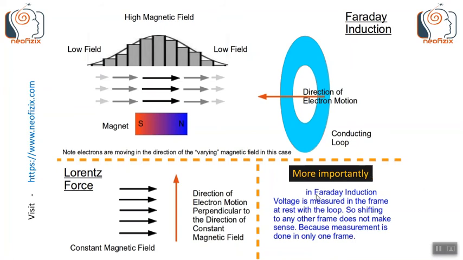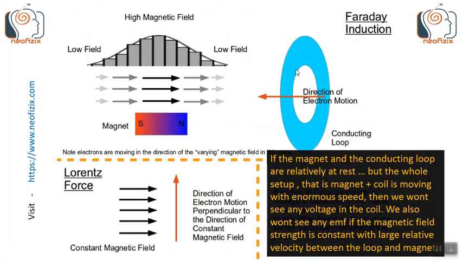More importantly, in Faraday induction, the voltage is measured in the frame at rest with the loop, always. So shifting to any other frame does not make any sense because the measurement is done in only one frame, that of the loop.